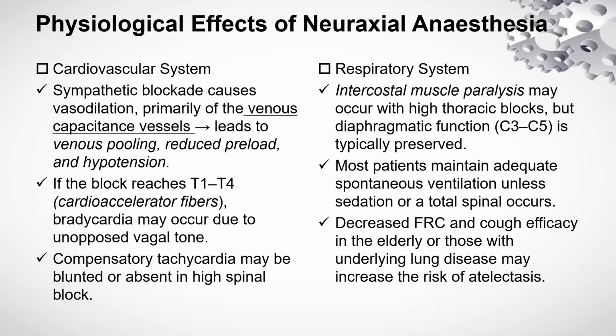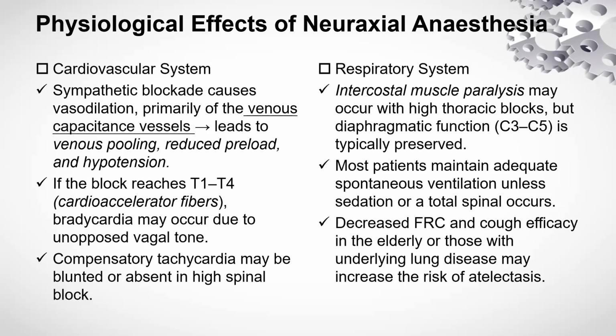So important for us to remind ourselves of the physiological effects of neuraxial anesthesia. All right, on the CVS, sympathetic blockade causes vasodilatation, which primarily affects the venous capacitance vessels, and this is what accounts for the hypotension of spinal anesthesia. It leads to venous pooling, reduced preload, and hypotension.